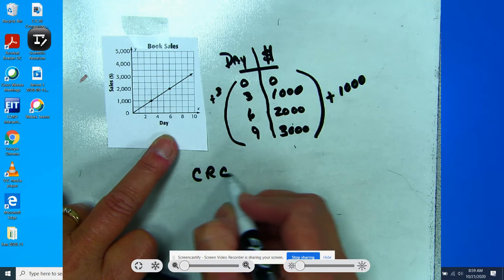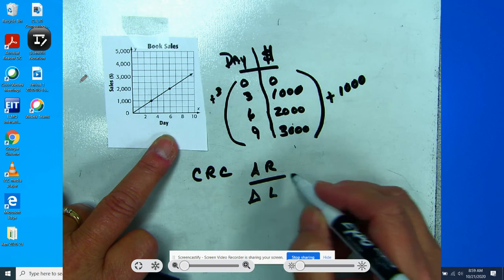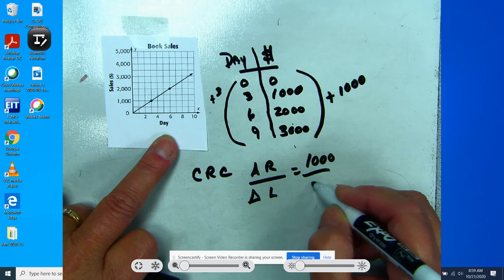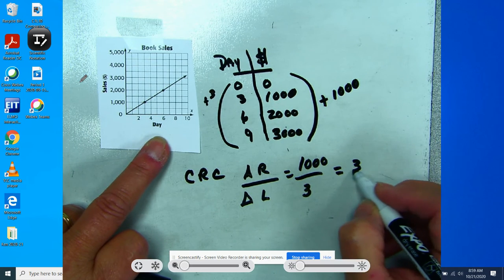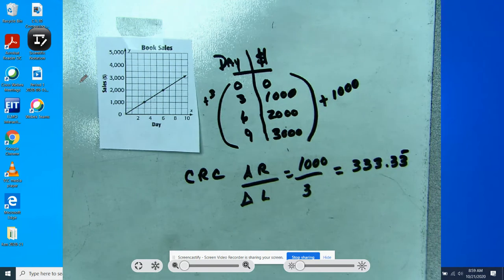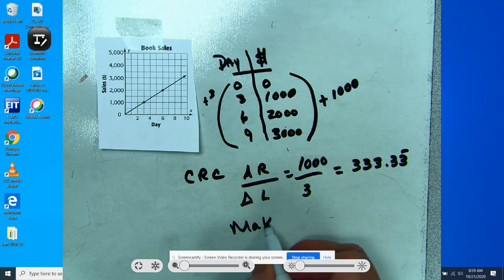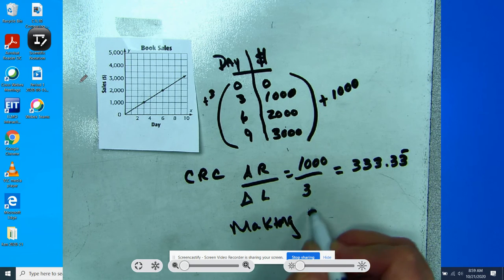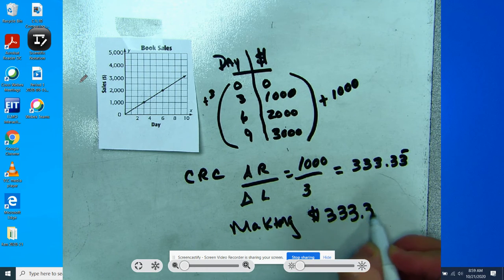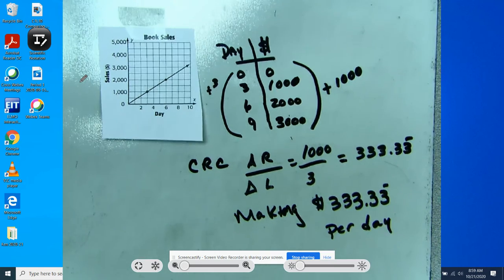So our constant rate of change, we've got our change on the right, our change on the left. It's going to be 1,000 divided by 3, and this is going to give us 333.33 repeating. So our constant rate of change is this. What is that telling us? That the book sales are, you're making $333.33-ish per day. That's what this is telling you.